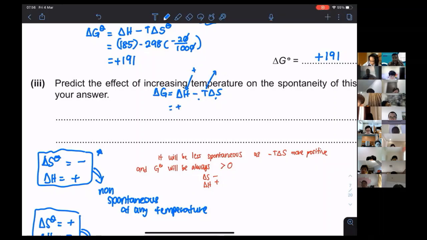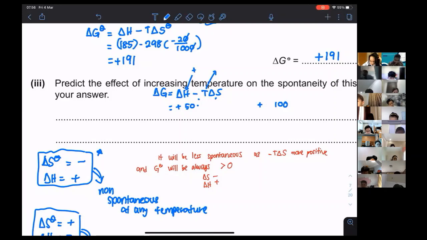But if you want to compare, maybe positive 50 and positive 100, they have a difference. Maybe that is what they want to compare. Positive 50 and positive 100, both of them are non-spontaneous. But if you compare, this one may be more spontaneous than 100. So maybe they are approaching it in that sense. Here, predict the effect of increasing the temperature.